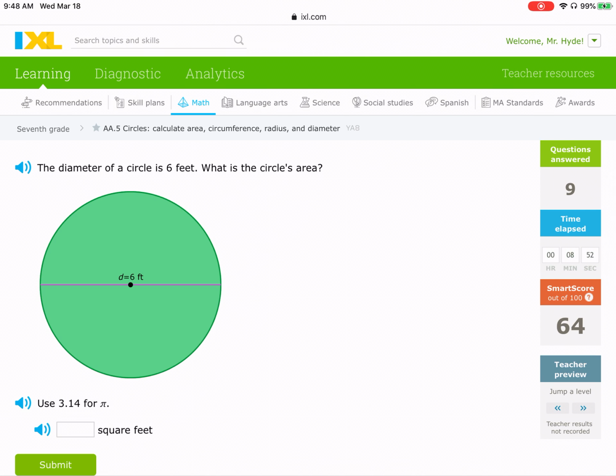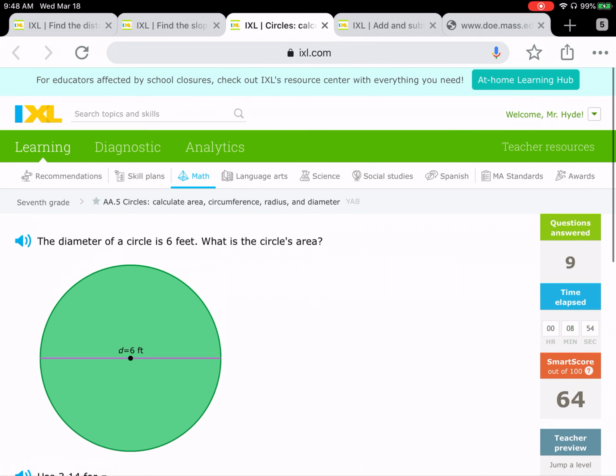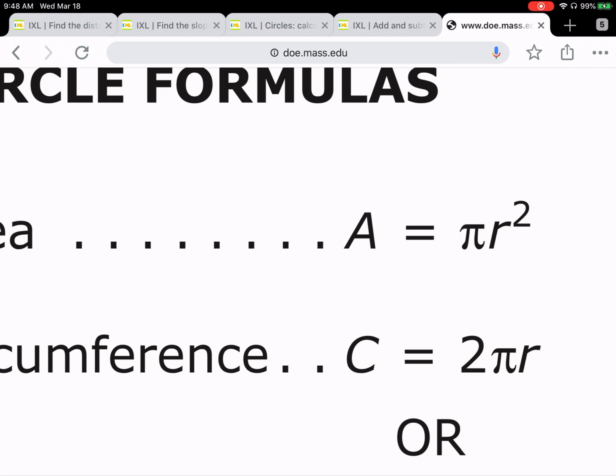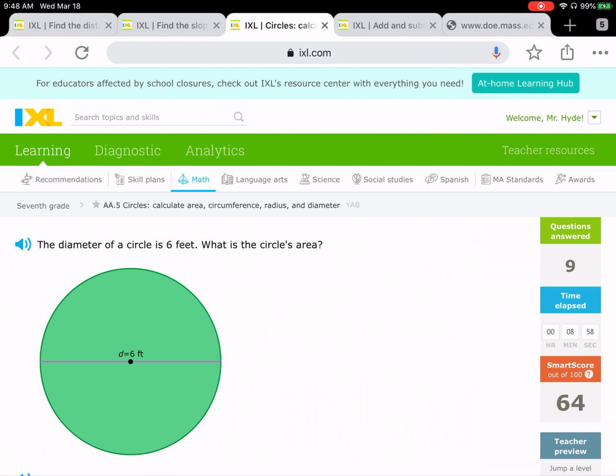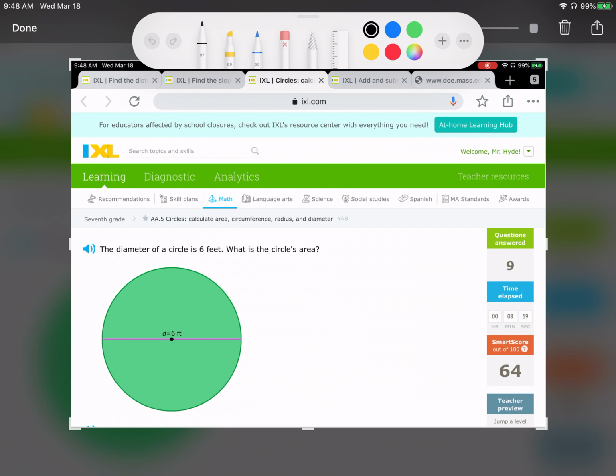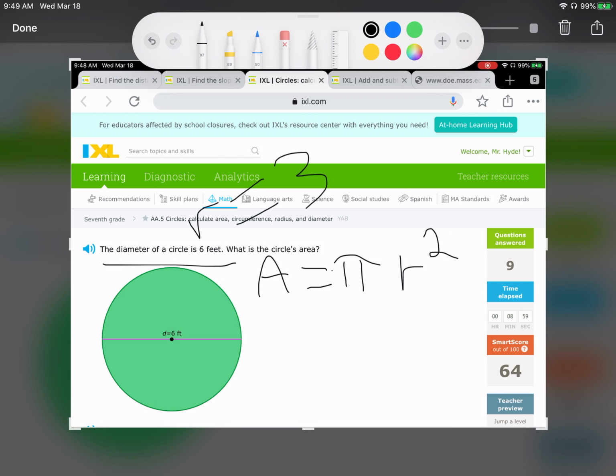The diameter of a circle is 6. What's the circle's area? So again, there's my area formula. Let's look at this one. This gets a little weird. It's pretty much just like the one we just did, pi r squared. The difference now is they don't give us the radius. They only give us the diameter. But that means the radius is going to be 3.